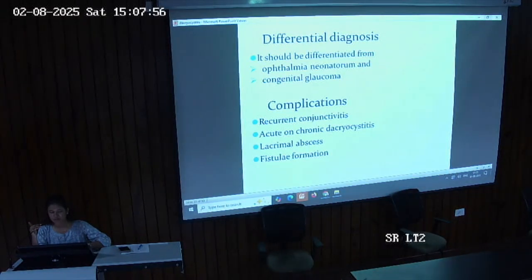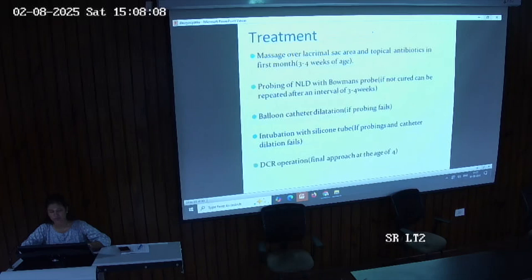Differential diagnosis could be ophthalmia neonatorum or congenital glaucoma. Complications include recurrent conjunctivitis, acute and chronic dacryocystitis, lacrimal abscess, and fistula formation.